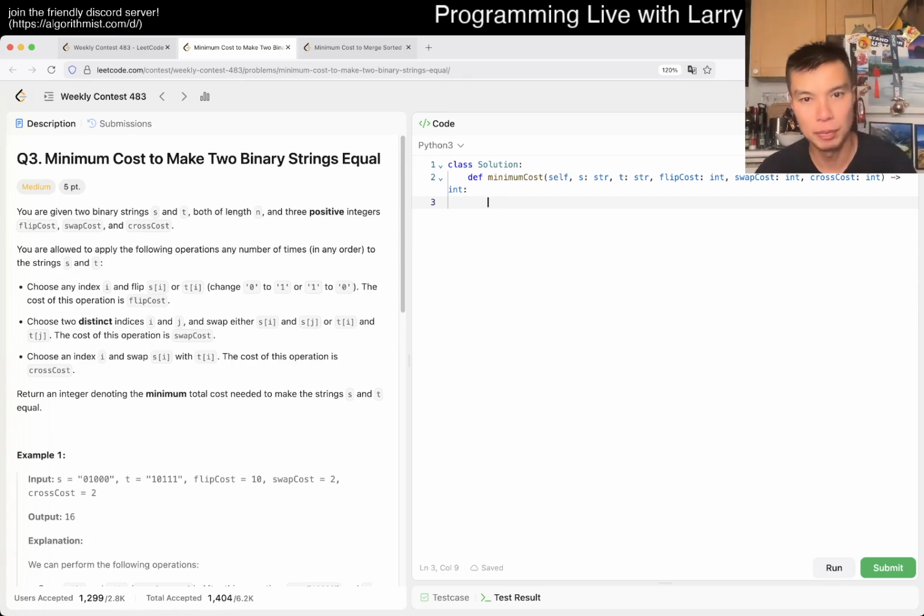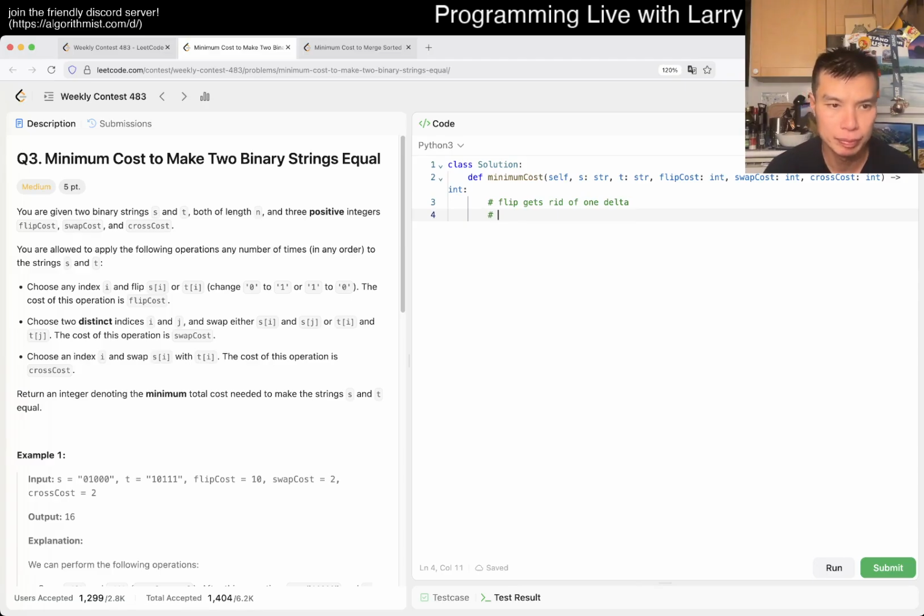Okay, so flip gets rid of one delta. Swap still doesn't do anything, but no, that's not true. So swap by itself can get rid of two delta.